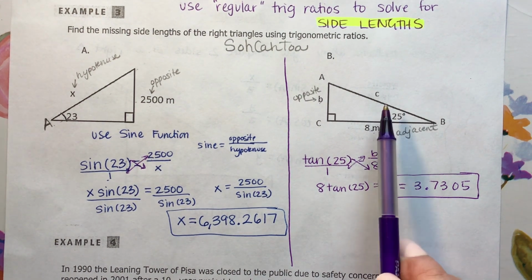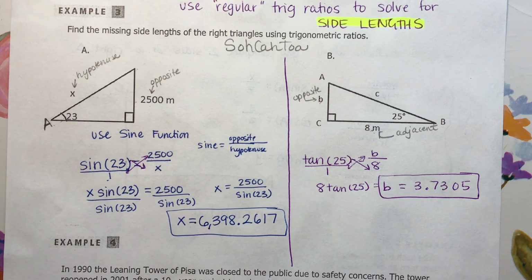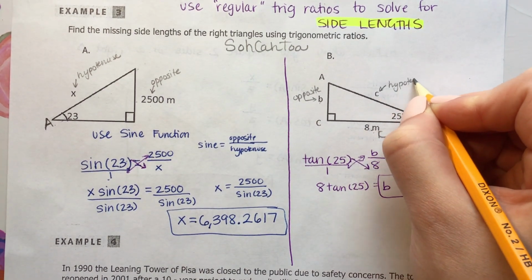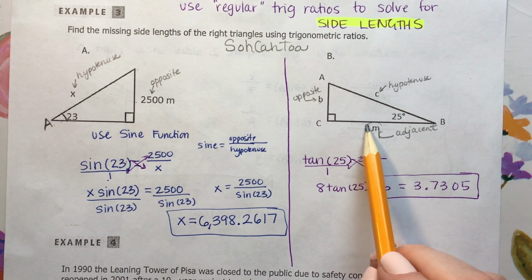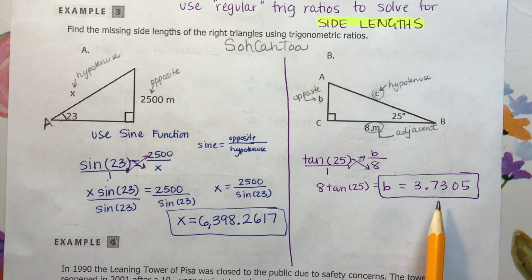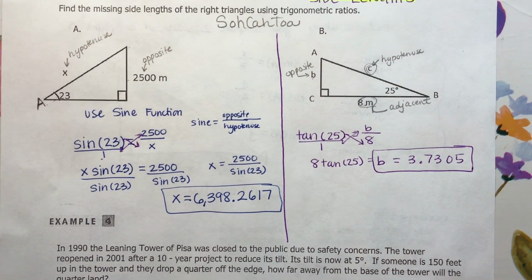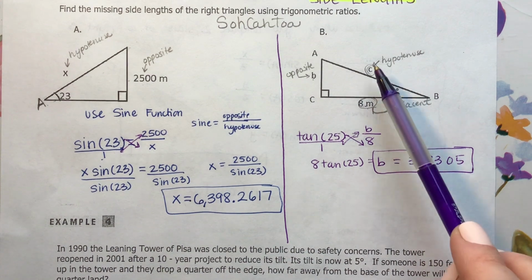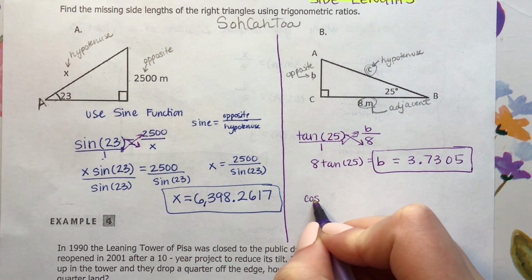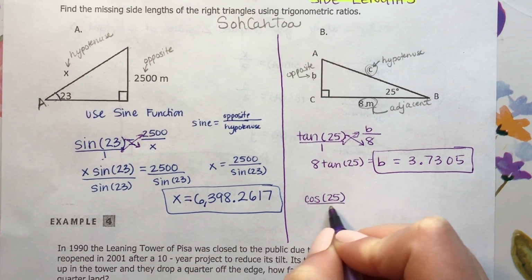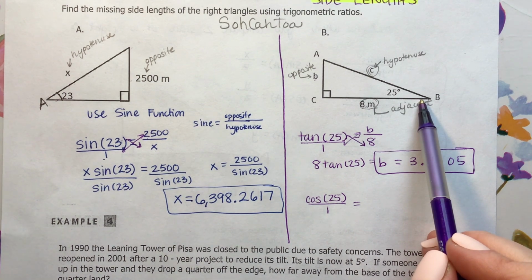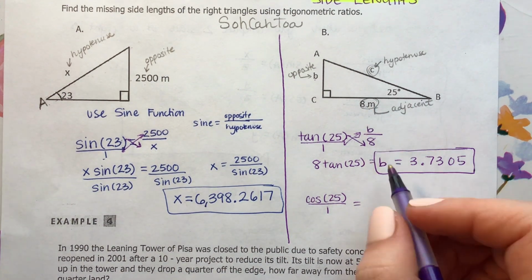Let's do that for C now. C is on the hypotenuse side. I want to use this 8 in this C because I don't want to use B because it's such a messy number. So I am going to use the adjacent side and the hypotenuse side, which is cosine. I know the cosine of 25 degrees, I'm going to go ahead and put it over 1, is equal to adjacent over hypotenuse, or 8 over C.